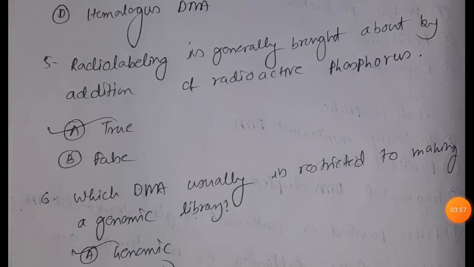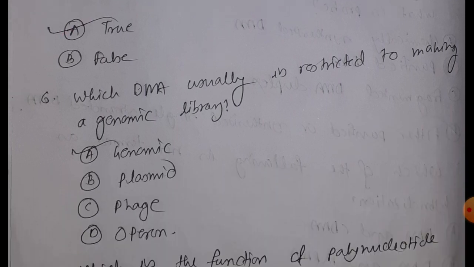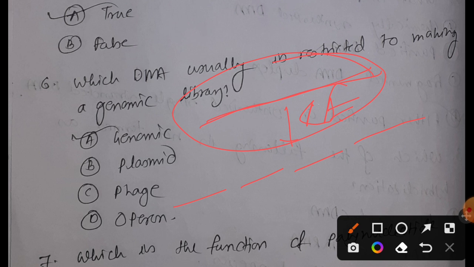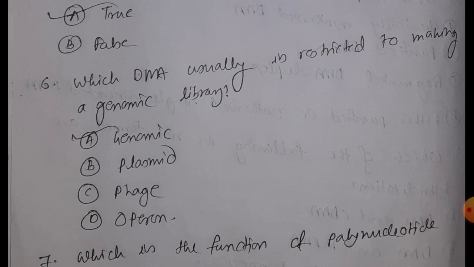Now the fifth question: radio labeling is generally brought about by addition of radioactive phosphorus. Yes, obviously with the help of T4 polynucleotide kinase. So the statement is true. Which DNA is usually restricted for making a genomic DNA library? Obviously the genome. We apply restriction enzymes to the genome, and then each of the fragments is cloned, right? That is how we get a set of recombinant clones. That is what we refer to as a genomic library. But we are not cloning a plasmid, not a phage, not an operon, right?